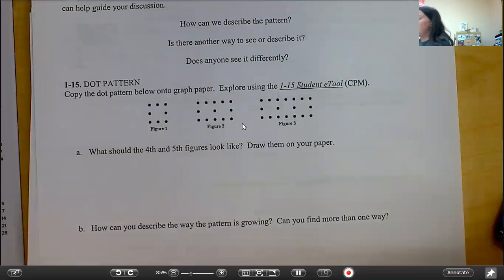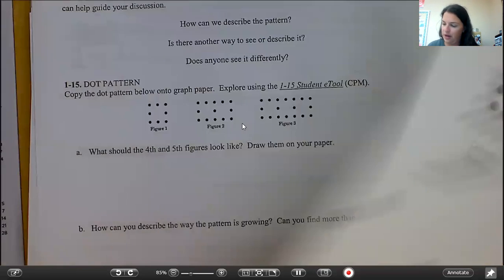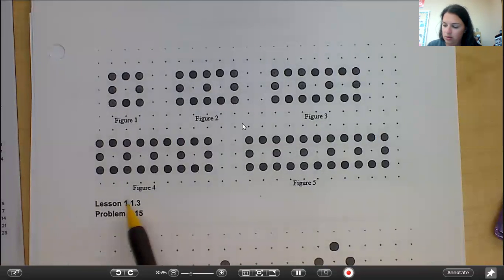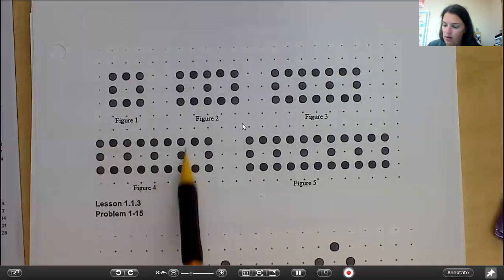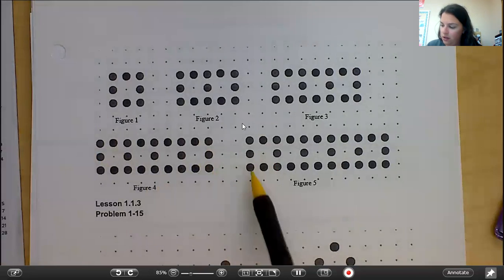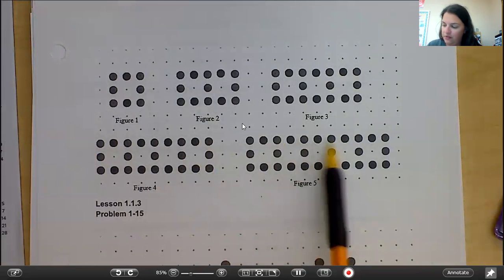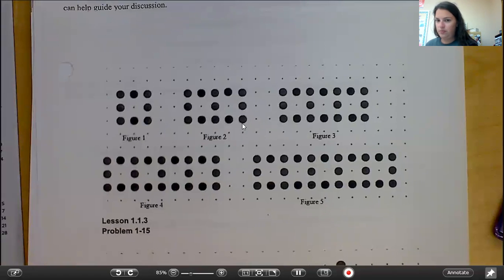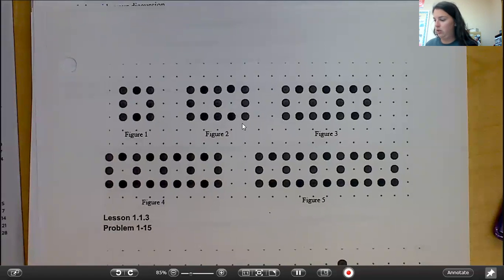Okay, if you're back with me, that means you have drawn figures 4 and 5. We're going to take a look at them. Okay, figure 4 looks like this. Okay, you have another square. Figure 5 looks like figure 4, just with another set of dots. So pause if you need to look at that some more.